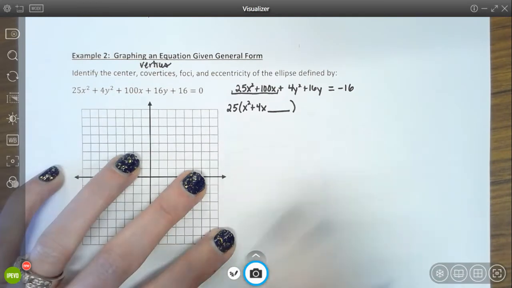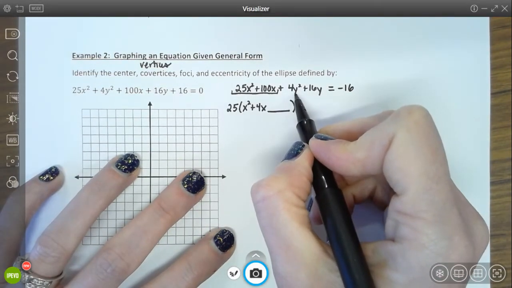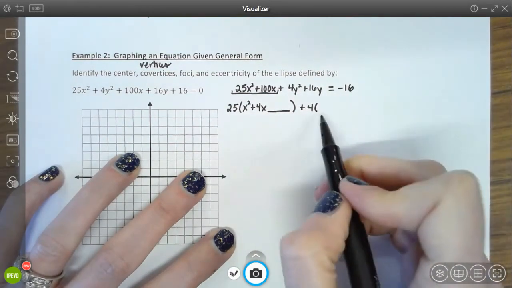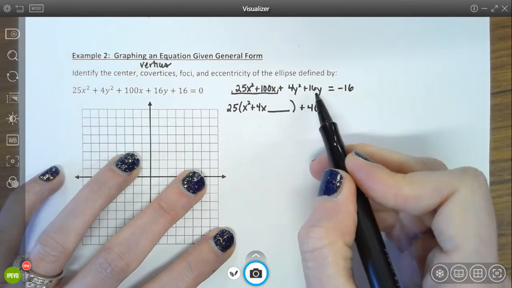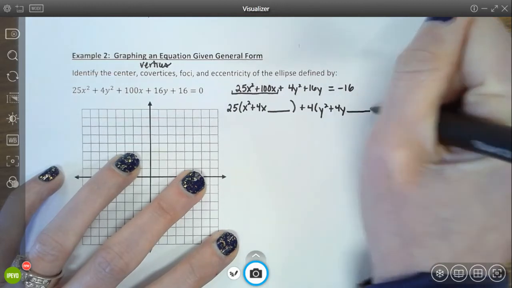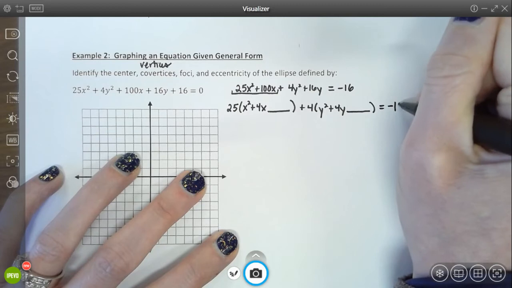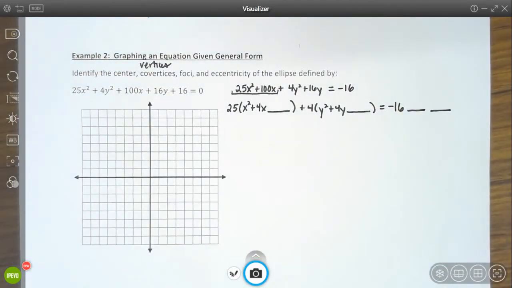And then I'm going to do the same thing for my y. So I'm going to factor out the value in front of my y squared term, that plus 4. And then in parentheses, I'm going to write what happens when I divide by 4. So here I would get y squared plus 4y. And I'm going to leave space again to complete my square. And then I have my negative 16, and I'm going to put my things to balance my equation. So that's my step 2.